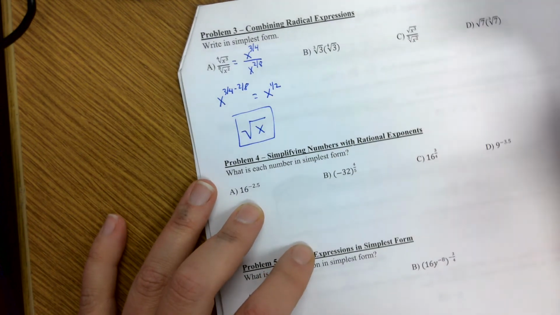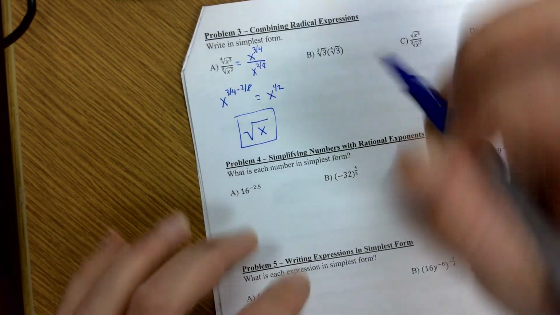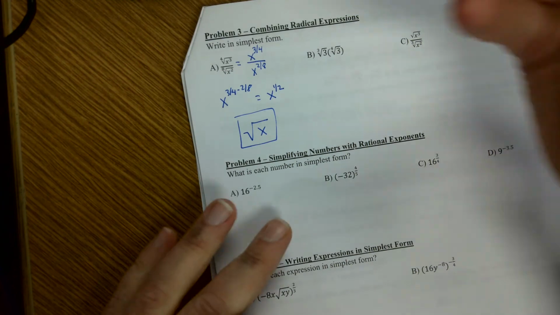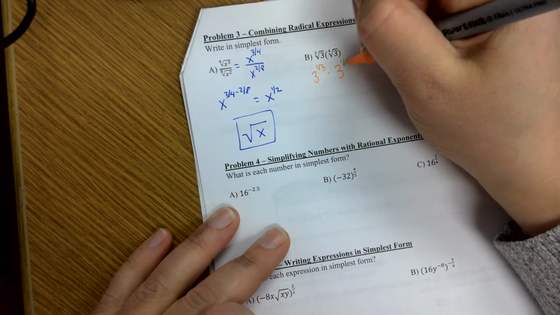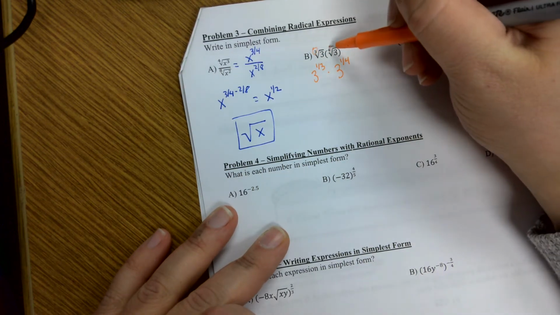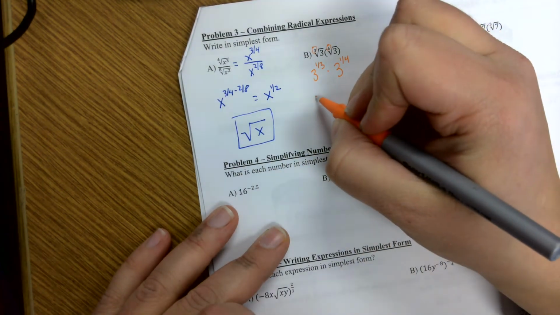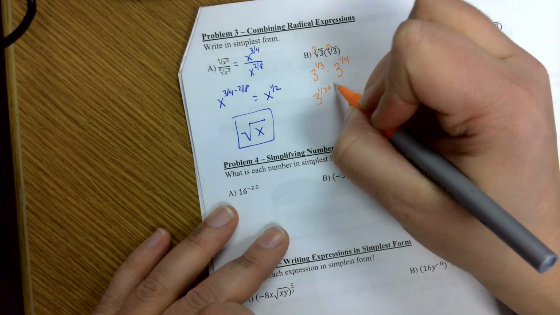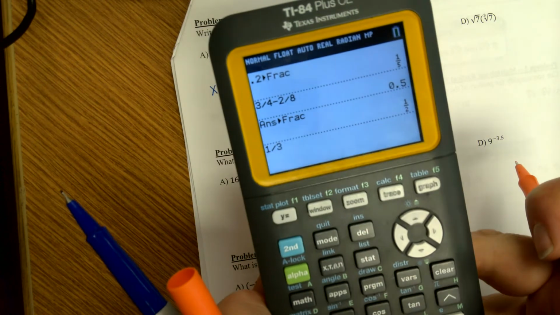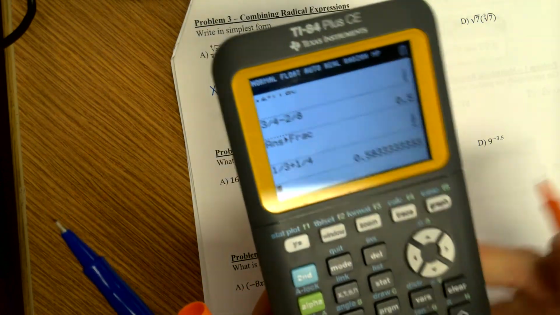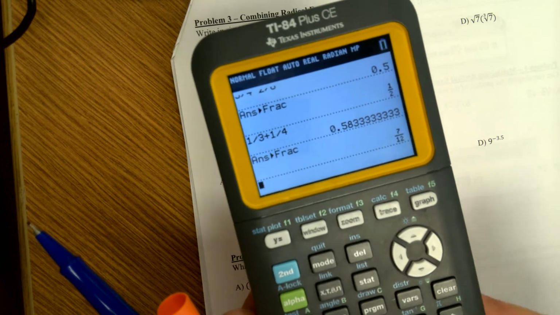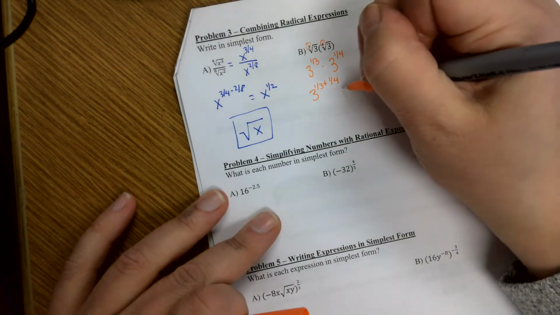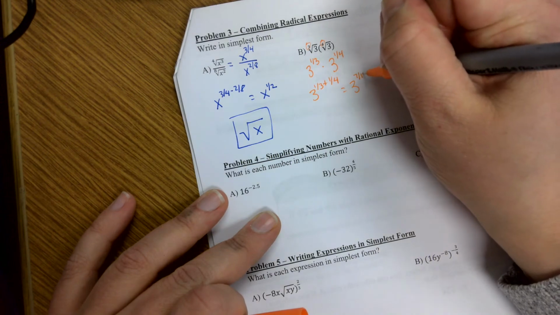Here, my indexes are not the same. I cannot multiply these. So this is going to become 3 to the 1/3 times 3 to the 1/4, because my index here is 3, index here is 4. My base stays the same. I add my exponents. Base stays the same, add the exponent. So 1 divided by 3 plus 1 divided by 4. I don't know what that fraction is. Math, fraction, 7/12. So this will be 3 to the 7/12.